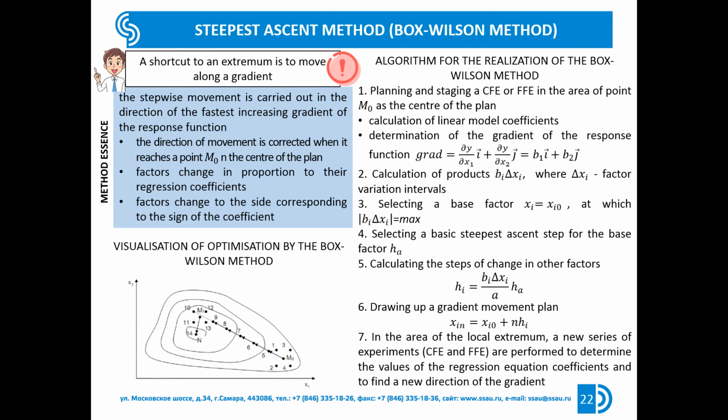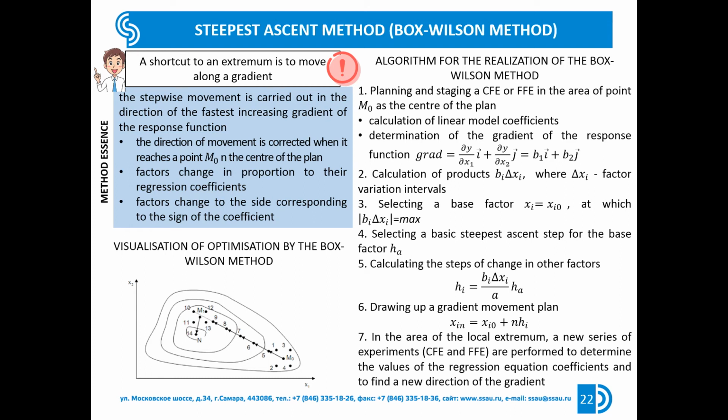The essence of this method is that the stepwise movement is carried out in the direction of the fastest increasing gradient of the response function. Grad y equals f of x1, x2 to xn. However, the direction of movement is not corrected after each subsequent step, but when a partial extremum of the response function at some point m0 is reached at that direction. A geometric explanation of this method for a two-factor experiment is shown in the figure.